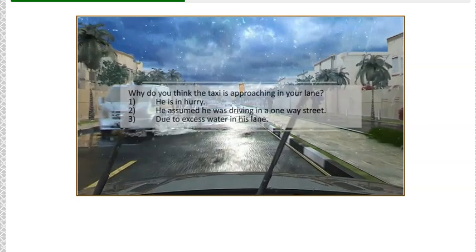Why do you think the taxi is approaching in your lane? He is in a hurry. He assumed he was driving in a one-way street. Due to excess water in his lane.